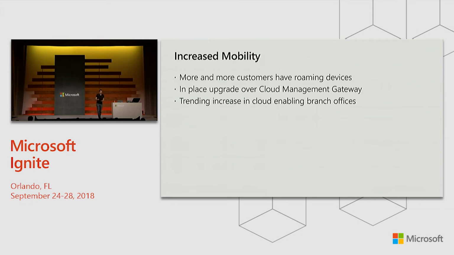We're also seeing a trending increase in cloud enabling of branch offices. This is where customers are starting to realize, or maybe they've always known, that the same internet provider that charges them $10,000 a month for a 1 meg leased line will charge them $100 a month for a gigabit DSL line, and they're starting to look at how they can move some of their less sensitive business traffic over the internet to preserve their WAN link for their business critical and line of business apps.